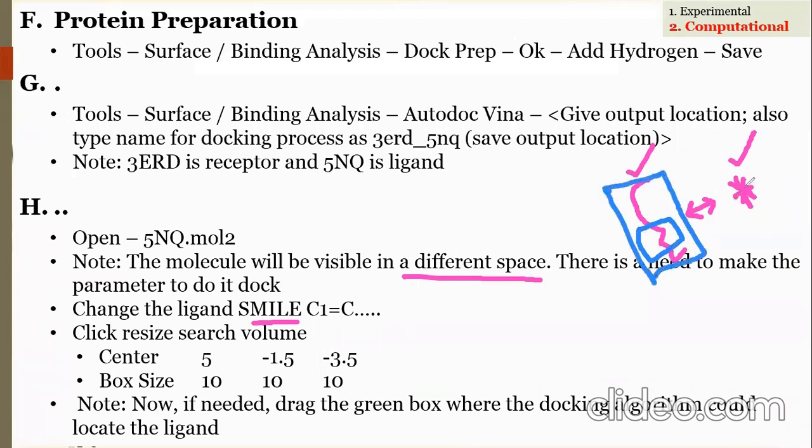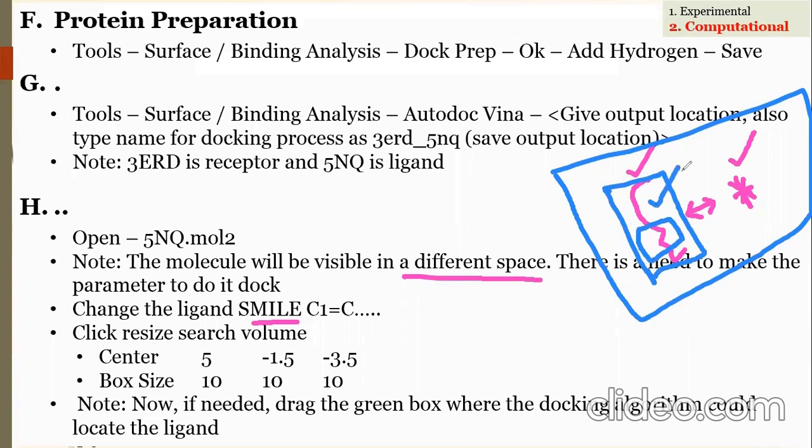If we grid the whole protein, this molecule can interact at any site of the protein. But if we grid this area, this molecule will interact here. If we grid some other area, it will not interact with the protein. So we need to grid the specific location where we want it to interact. This is based on our information. If we know the active site, we will grid this area. But if we don't know, we will blindly grid the whole protein.